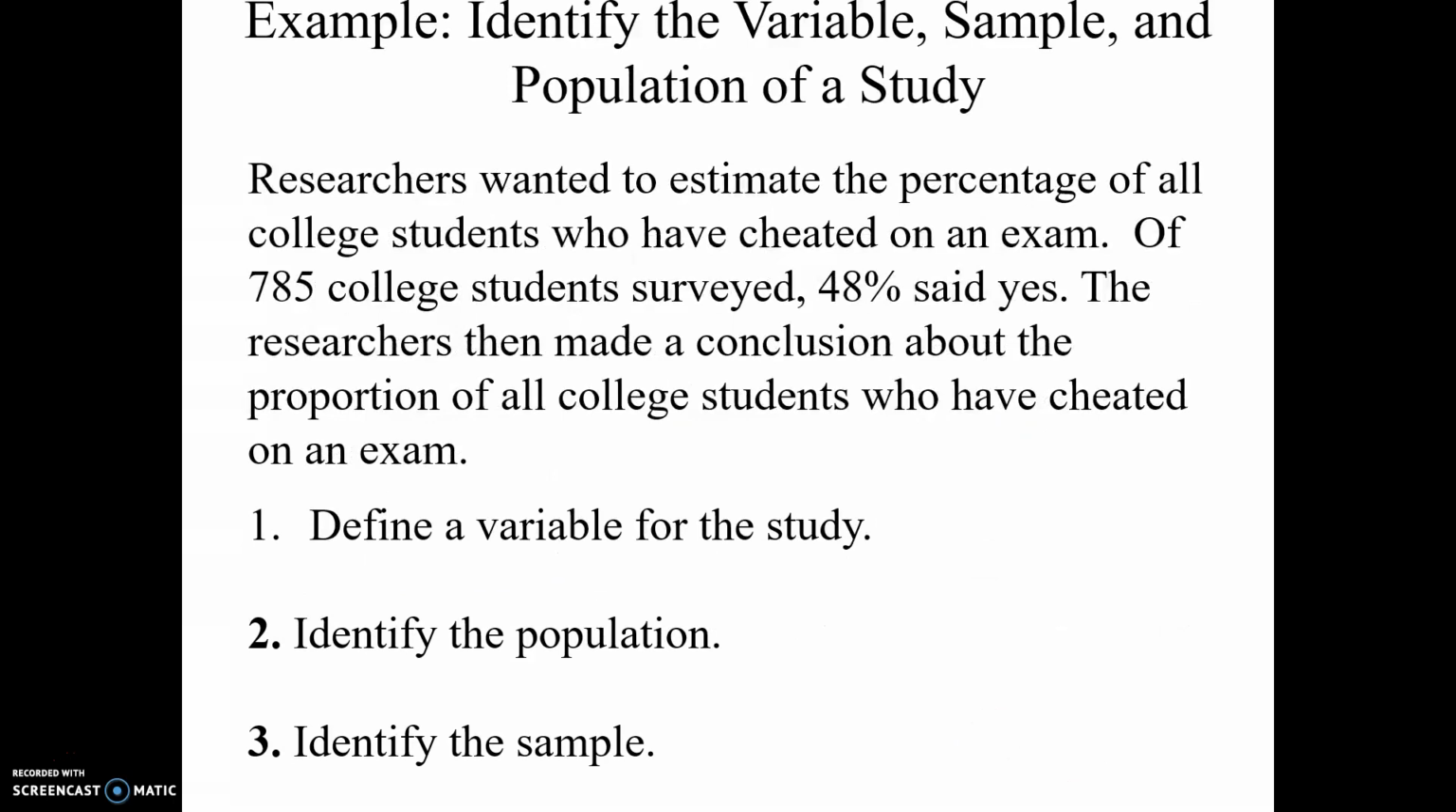Here's another example. Researchers wanted to estimate the percentage of all college students who have cheated on an exam. Of 785 college students surveyed, 48% said yes. Okay, now let's think about this. We can't study every single college student in the US. That's too many students. So instead, we're going to take a survey of 785 college students. And we want to know what percentage of them have cheated. So the variable for the study is whether or not a college student has cheated. That's what we want to find out.